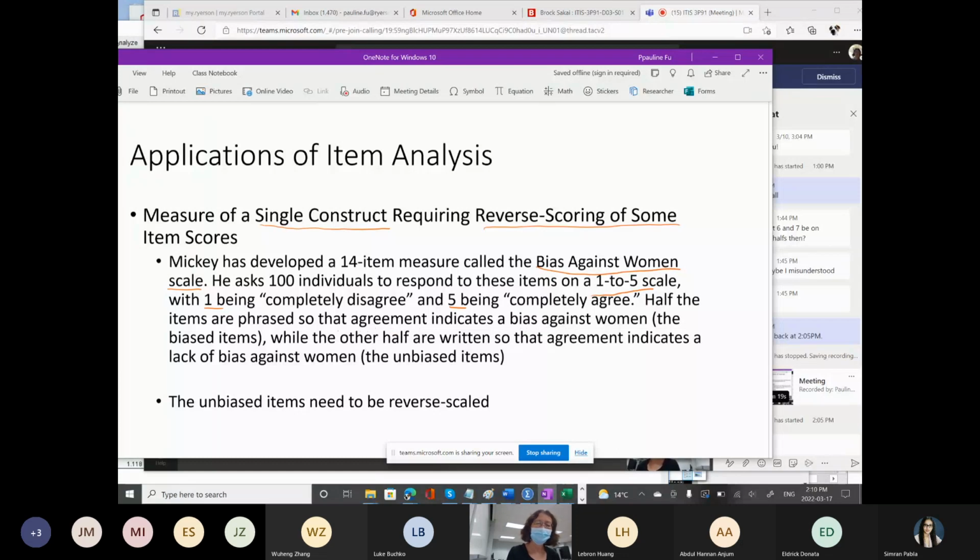Okay, so we call those biased items. The other half are written to indicate a lack of bias. So those are unbiased items. So as you can see, the original items have 2 directions. One is a biased item, the other is an unbiased item. So we need to reverse the unbiased items because our objective is targeting bias. So we need to reverse unbiased items.